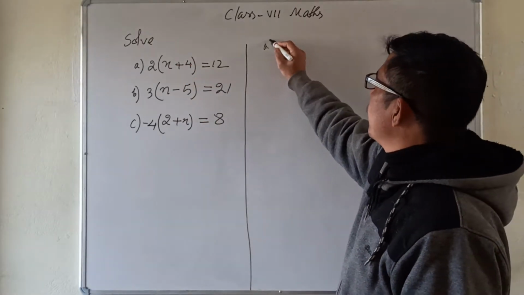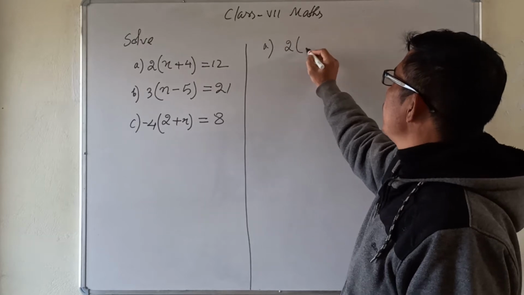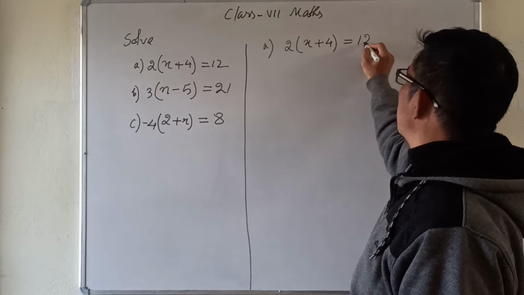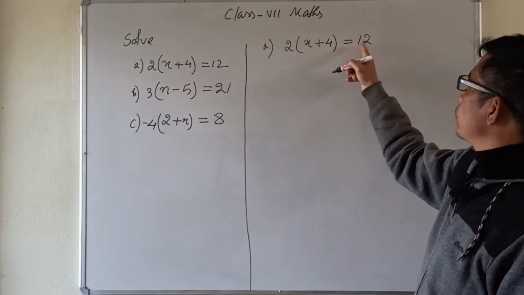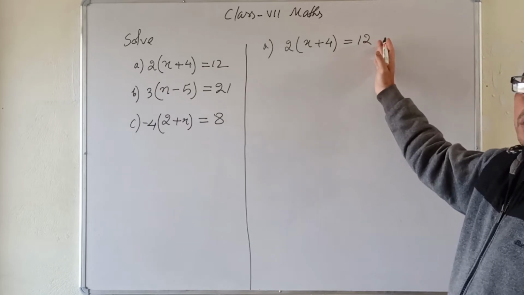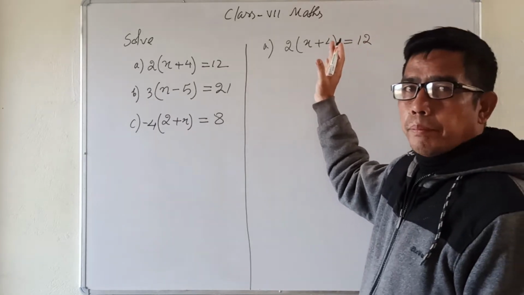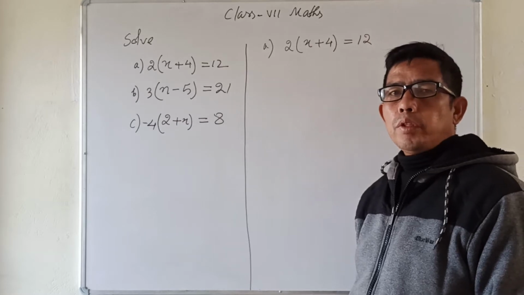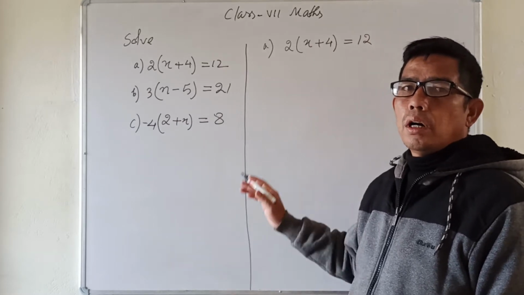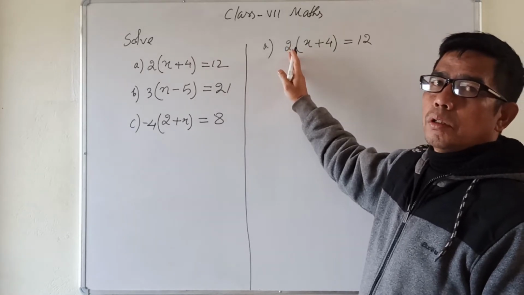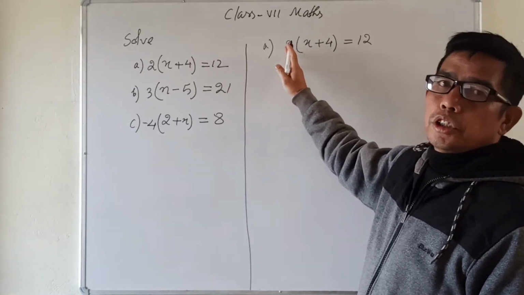In A, the equation is 2 times x plus 4 equal to 12. After this, next what to do? In every simplification, we have to apply the BODMAS rule. So, we shall operate the BODMAS rule, that is, the distributive property.